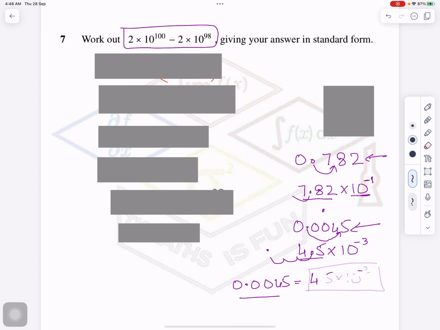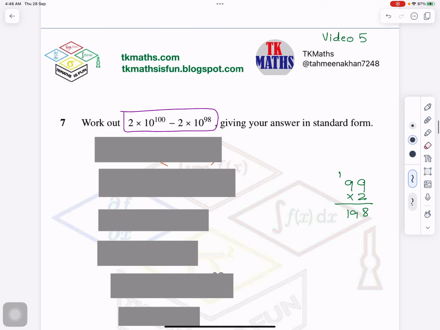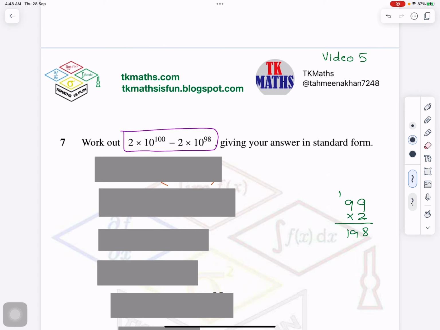So let's see the question. Let me just clear it out. It will look neat and better. Okay. So now the question here is: work out 2 into 10 power 100 minus 2 into 10 power 98. Now in standard form, 4 types of question come with 4 operations. This one has minus here. You can have plus here, you can have multiplication, you can have division.